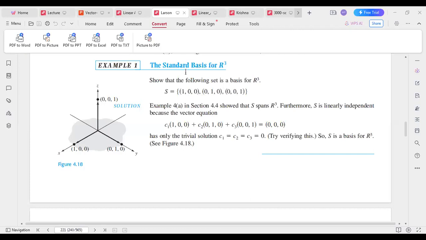So for the standard basis, show that the following sets are a basis of R3 space. So S equals (1, 0, 0), (0, 1, 0), (0, 1, 1, 0). In that case, with the figure, we observe that these sets of vectors can be written as a linear combination. So it has the trivial solution with all scalars equal to 0. That means S is a basis for R3.